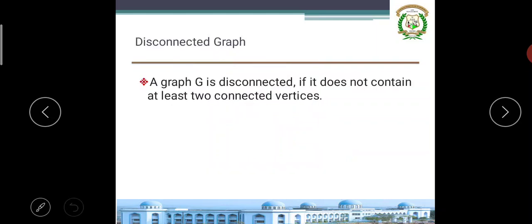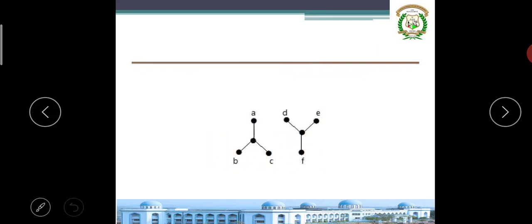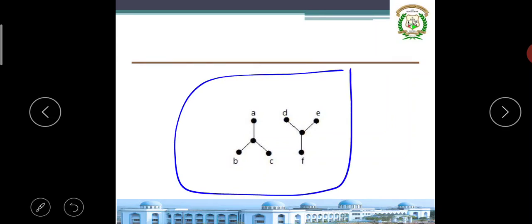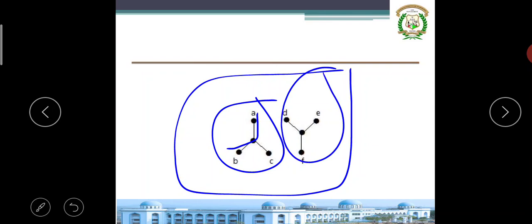Whereas if you take a disconnected graph, you cannot travel. If you observe this graph, I want to travel from B to E. B to C I can go, C to E I can go, but E I cannot go. This component and this component are entirely disconnected. So this is called a disconnected graph.